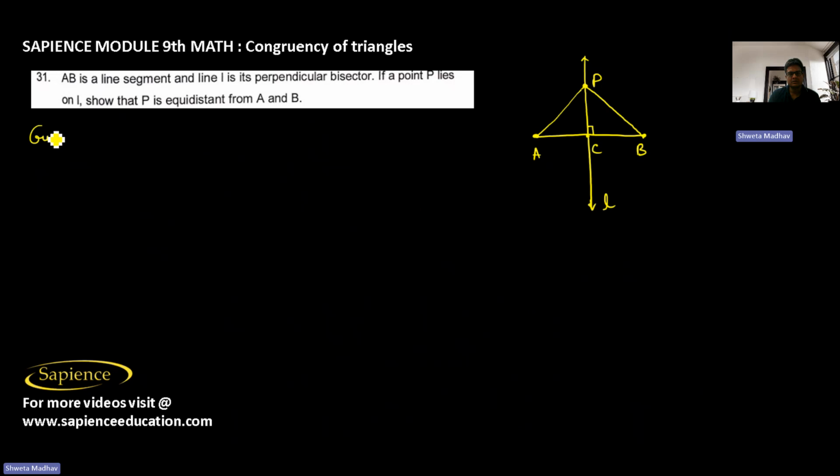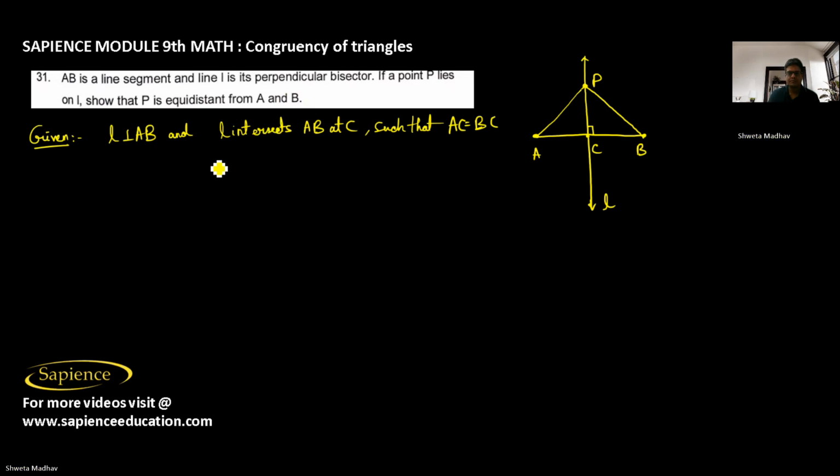So it is given that L is perpendicular to AB and L intersects AB at point C such that AC equals BC. Means C should be the midpoint of AB. So it means L is the perpendicular bisector of AB. And P is a point on the line L.